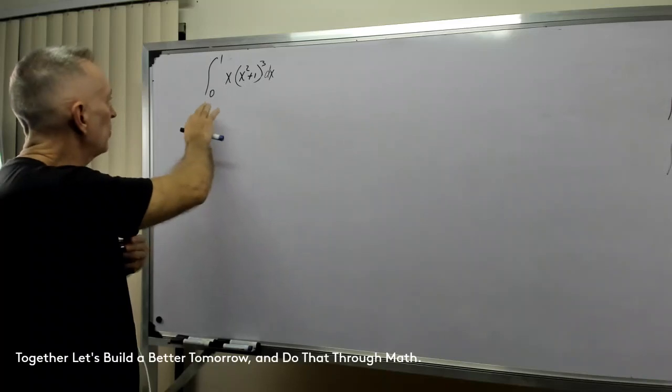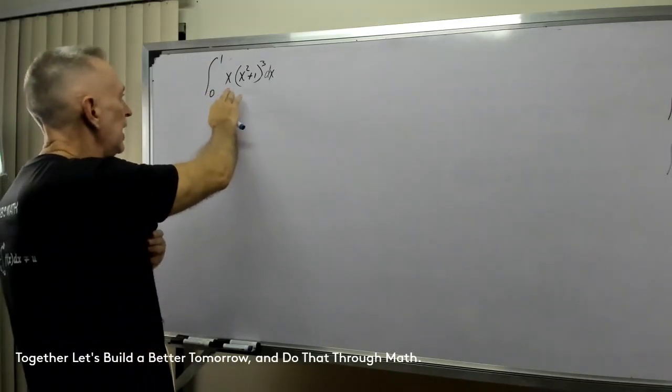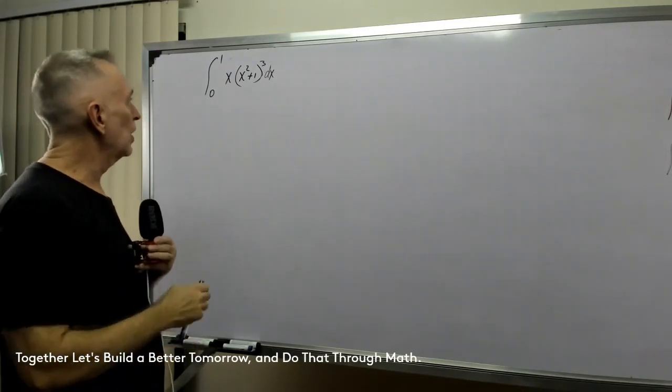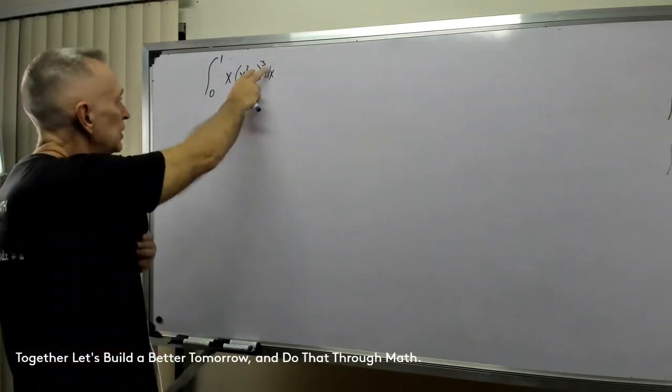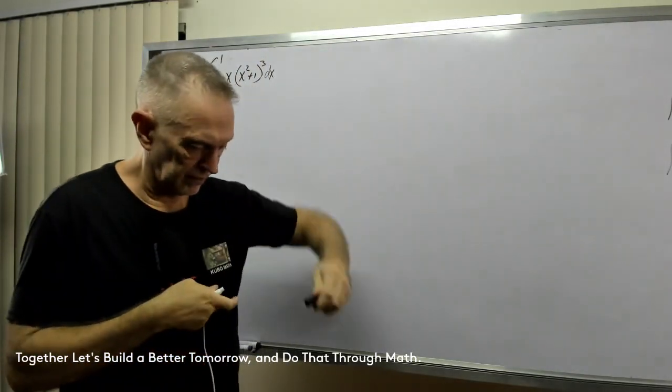Okay, we have a problem here. The integral and the limits are 0 to 1 of x times x squared plus 1 in that parentheses cubed. So, wow, what to do there?